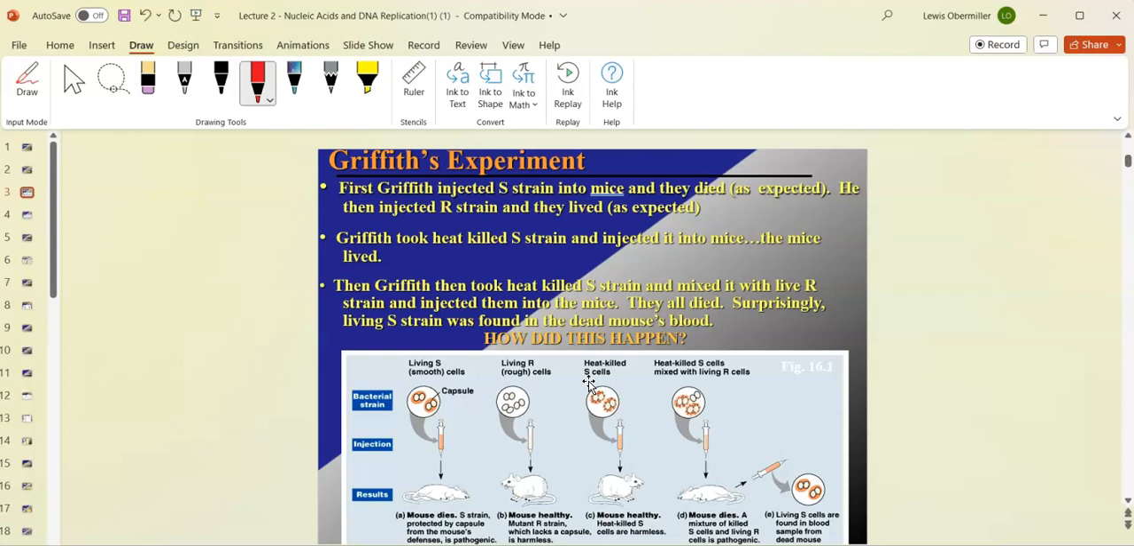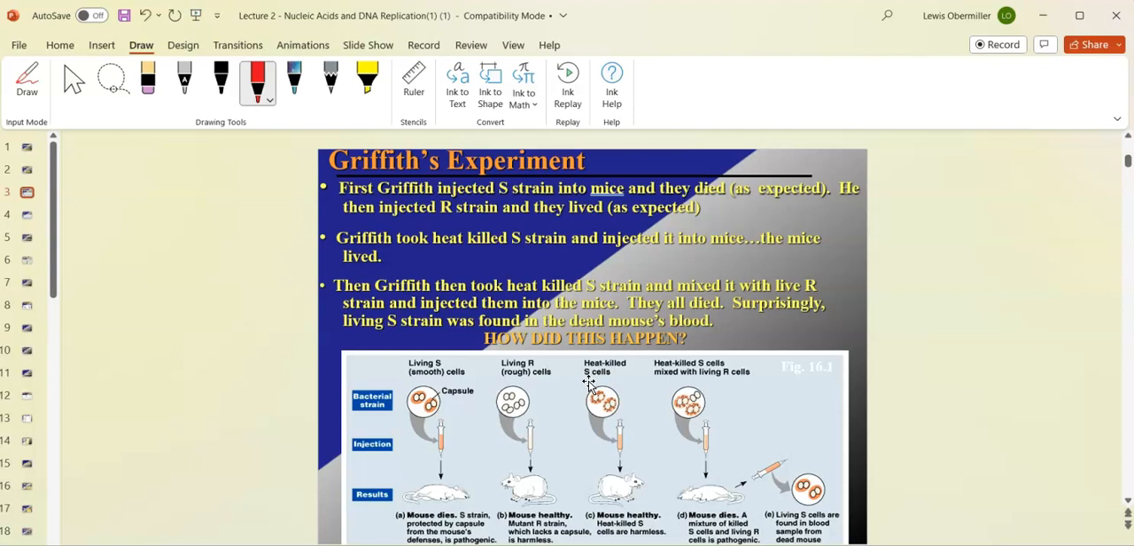And then he did something very weird. So he took the dead S cell strain and mixed it with the living R rough strain and injected it in the mouse. And so you would kind of think that, okay, the living R strain didn't do anything, and the heat killed S strain didn't do anything. So why would it matter if I mix them together? The mice should still live. But they didn't live, they died. And not only did they die, but when they took samples of blood, they found living S cells in the dead mice.